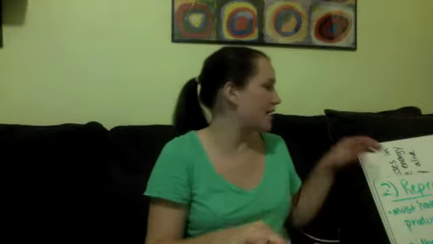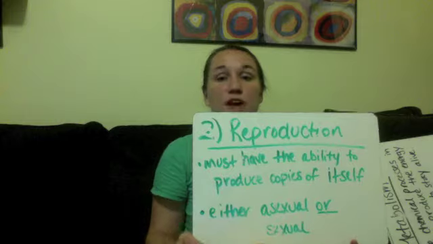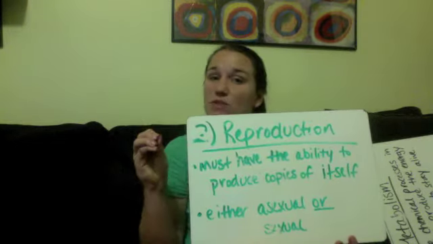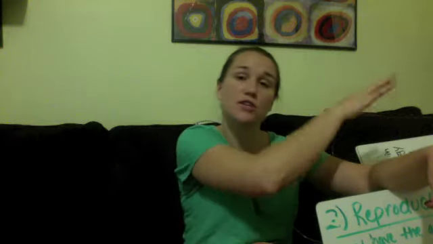The second property of life is reproduction. Okay? Reproduction. Something must have the ability to produce copies of itself. So, this can be either asexual or sexual. Asexual is when an organism produces an exact copy of itself. So, let's think maybe a starfish or a sea anemone. They might have cells growing off the side of their body. If those cells ever are cut off and begin to continue growing next to them, those cells are going to be an exact copy of that first starfish.